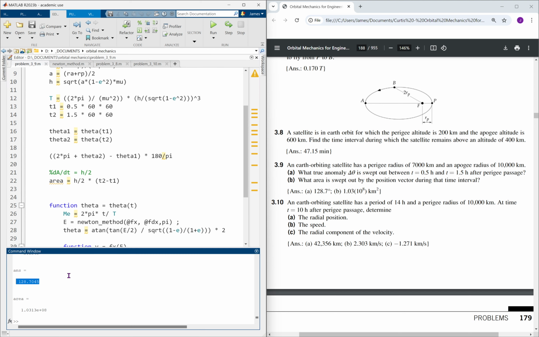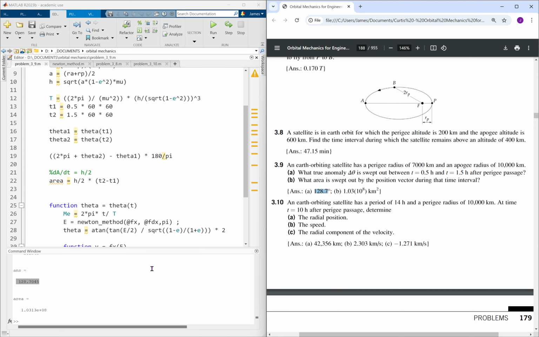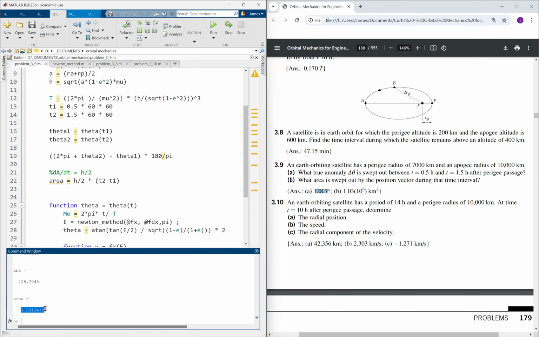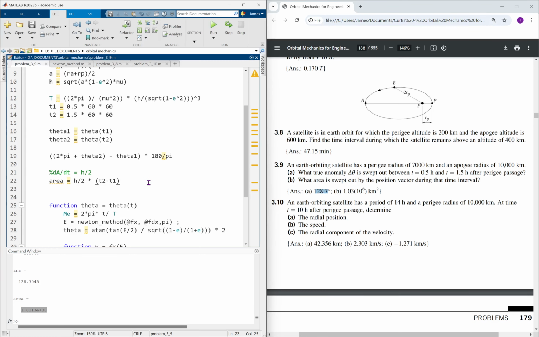we have 128.7, which is the same, and then for the area formula, the change in area over the change in time equals the angular momentum divided by 2. So we can integrate that and we get the area, just multiply h over 2 by the time difference, and we get 1.03 times 10 to the 8 kilometers squared. So yeah, that's that.